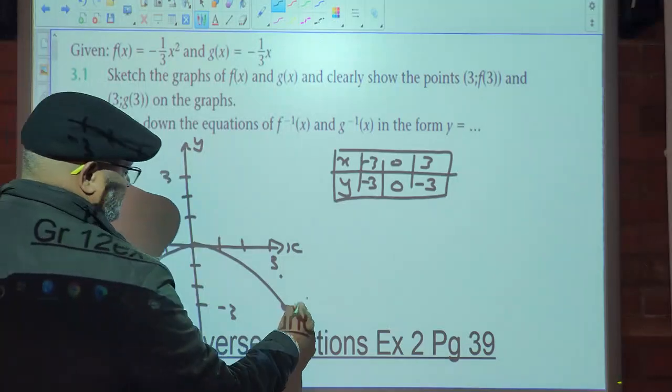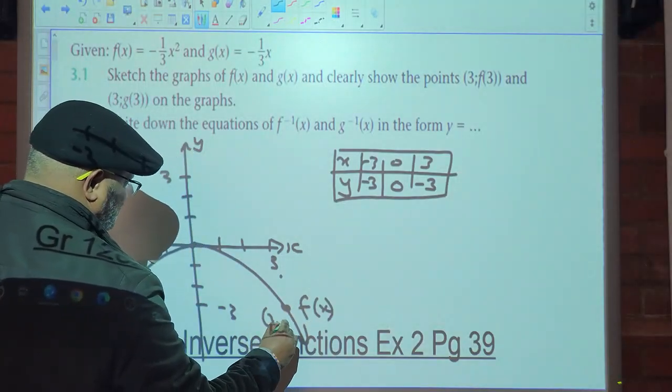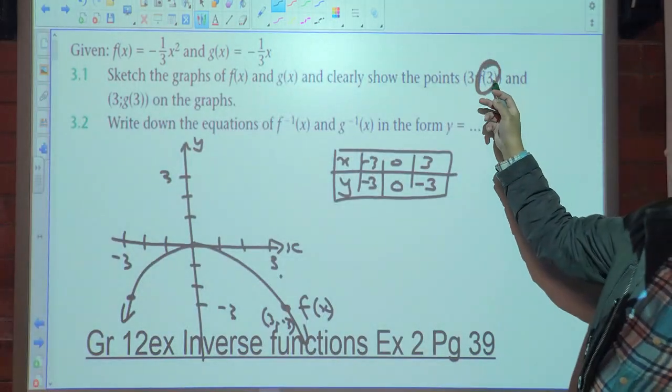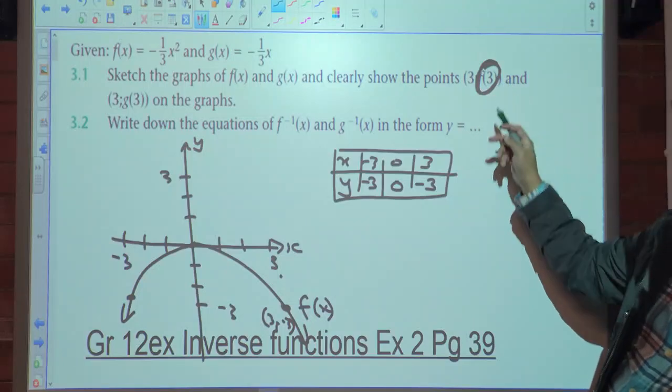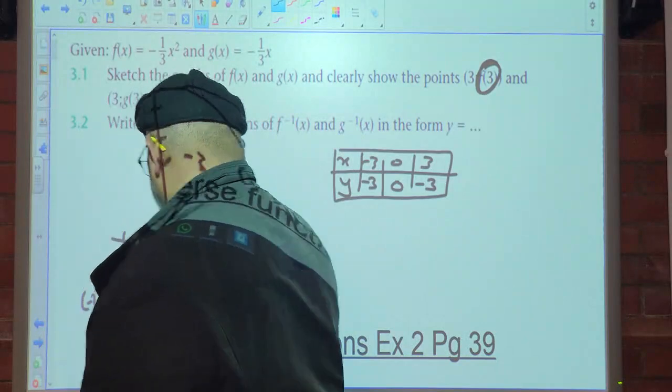Okay, so this is your f of x. This is 3 and minus 3. Now you see this f of 3 is the answer of f of x at 3. That's minus 3 and minus 3.